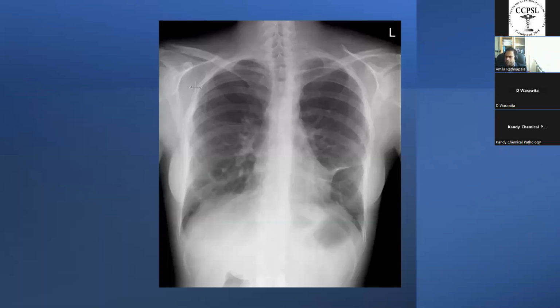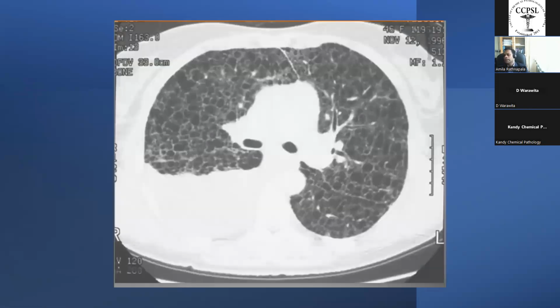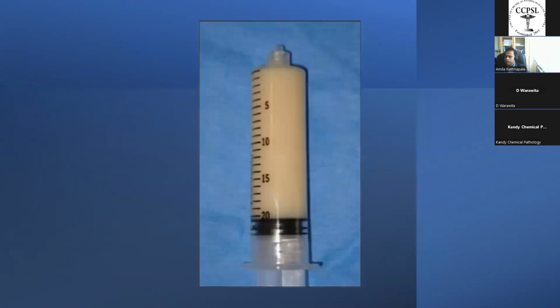So we did a chest X-ray. As you can see, there are multiple cystic opacities in the lung, and we did a CT scan of the chest. As you can see here, there's a right-sided pleural effusion, and there are multiple cysts in this patient, cystic lung disease. So we did an aspiration of this pleural fluid. As you can see here, it has almost a milky appearance.